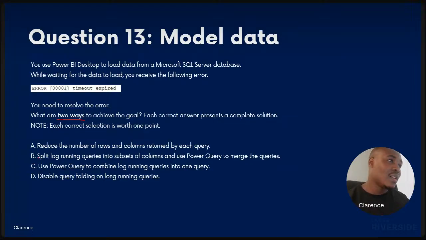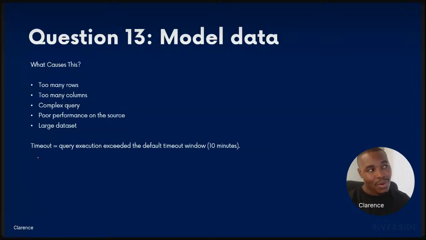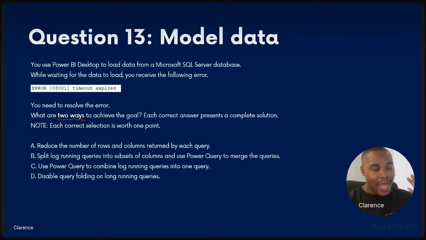There are two solutions. Now the first one says reduce the number of rows and columns retained by each query. I'm picking this one immediately because if we go back, what causes this problem? Too many rows, too many columns, complexity. If you see any answer tackling any of these points, anything to do with complexity of the query or too much data, any solution that touches upon those keywords, pay attention to it. So for me, reduce the number of rows and columns is already on my top list.